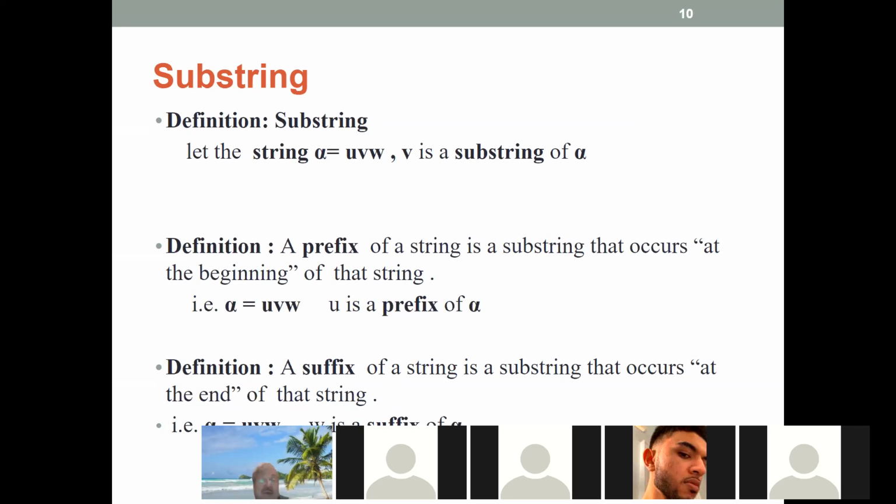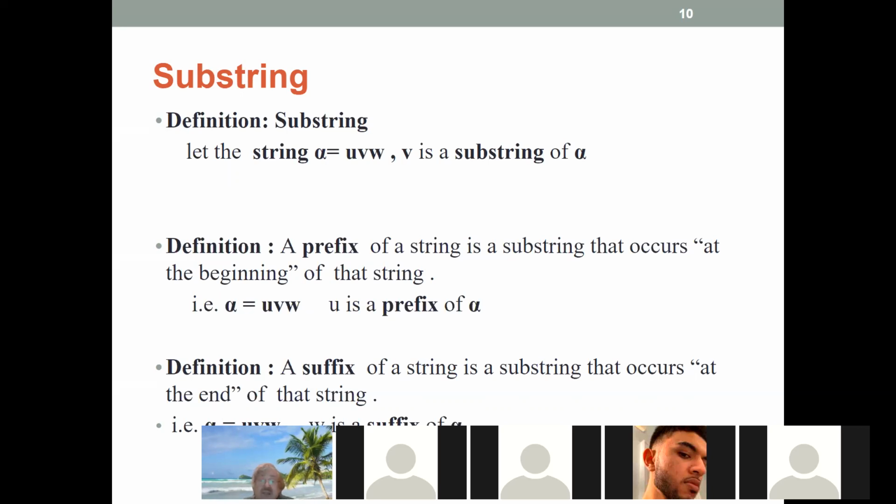So a prefix of a string is a substring that occurs at the beginning. The reason I put quotes is that it doesn't have to be at the beginning. Let's get that straight. Suppose alpha is the string UVW. So U is a prefix of alpha. But how about the empty string? Well, the empty string is a prefix of alpha. Even though it's empty, it's still a legitimate string.